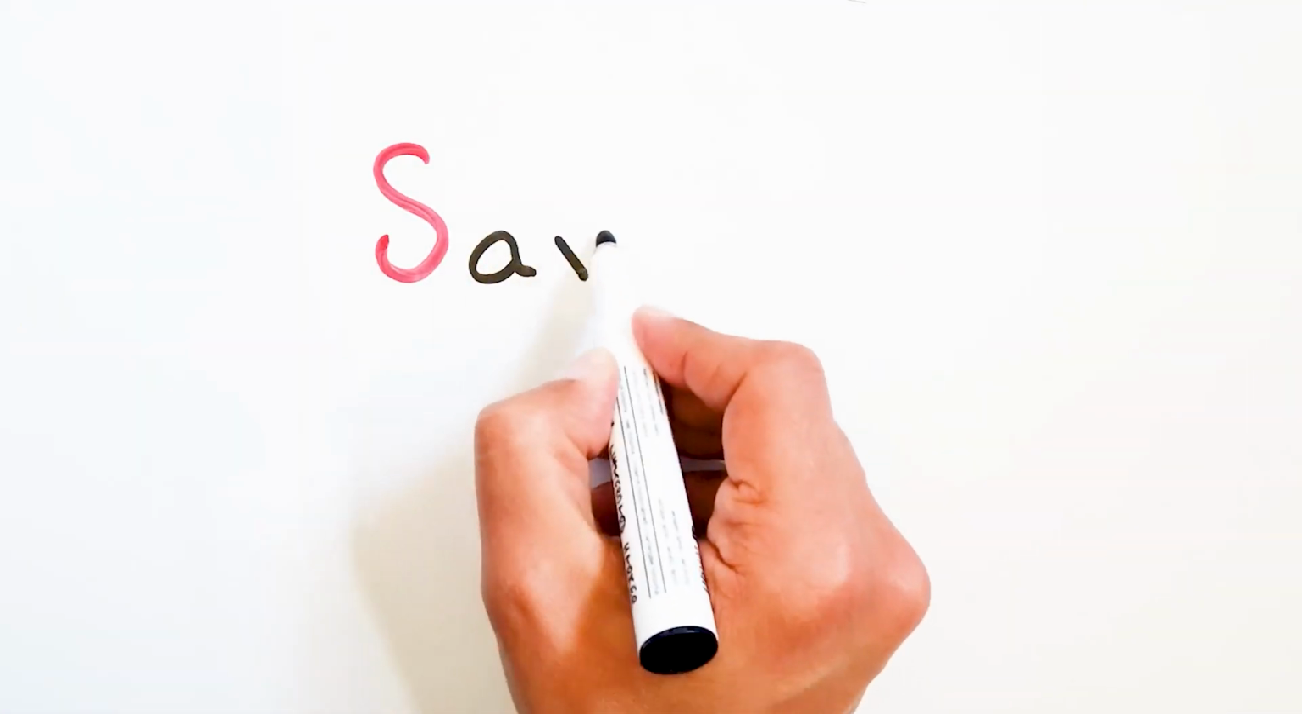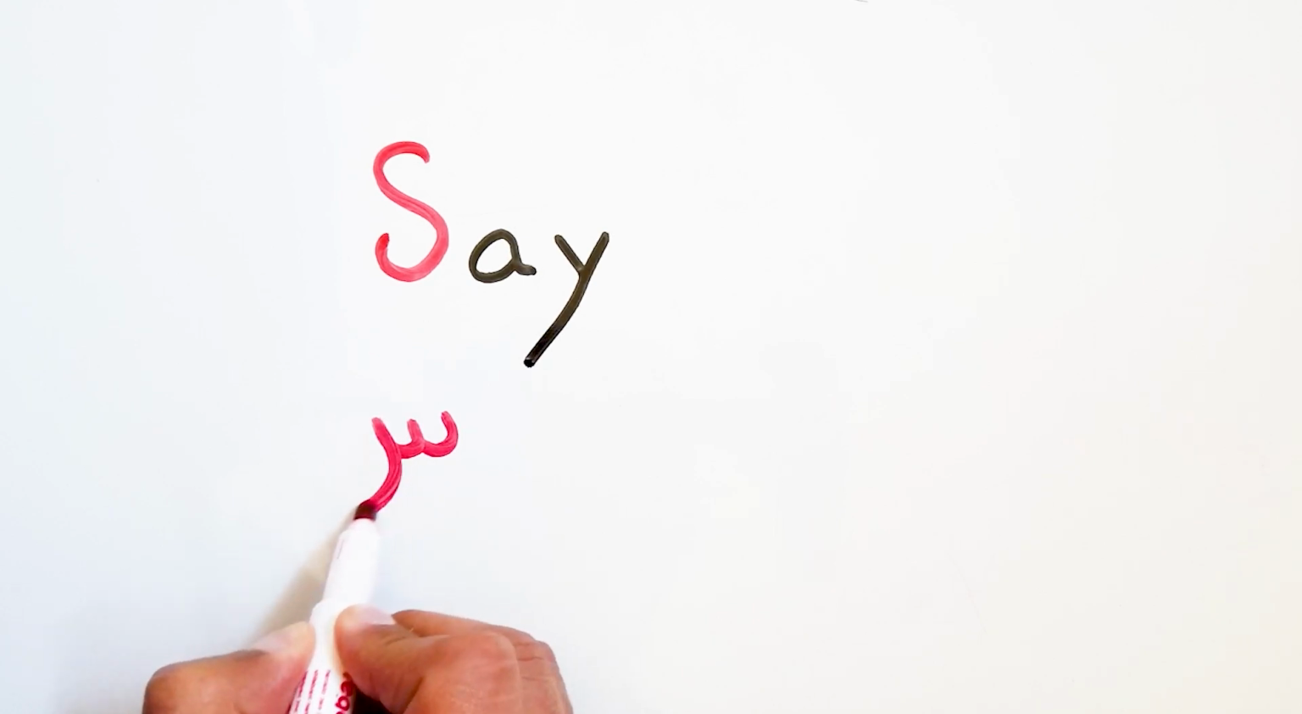Let's write the word say in English. Let's substitute the letter S by the corresponding one in Arabic.